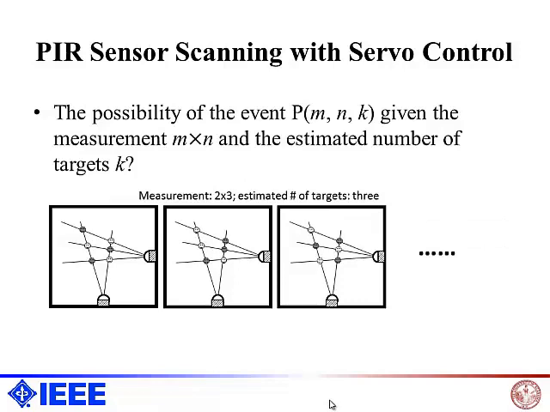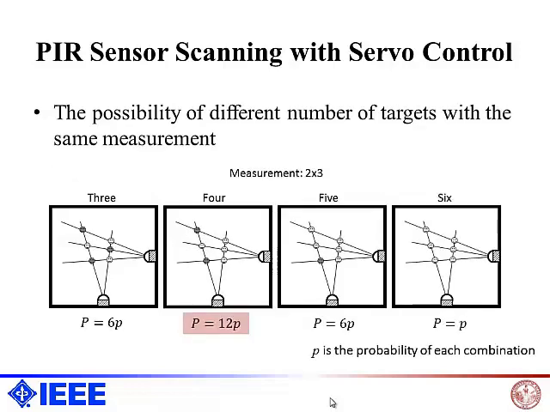We want to define the possibility of each case given the specific measurement. We can see that for each case, we may have several combinations. We assume each combination has the same probability P, and then we count the number of combinations. Here, the case of 4 targets has 12 combinations, which is the largest one. So we assert that 4 targets is the most possible one for measurement 2 by 3.